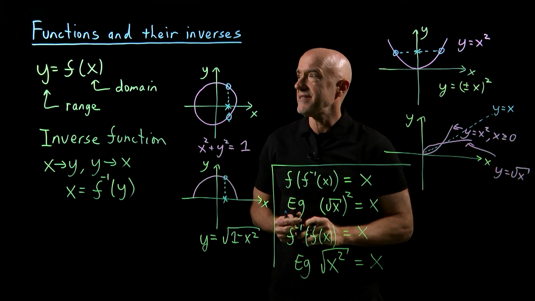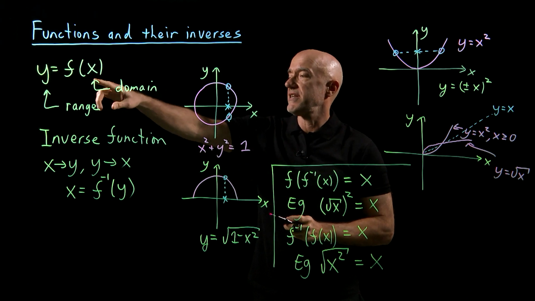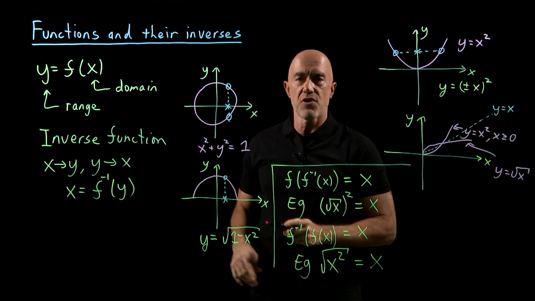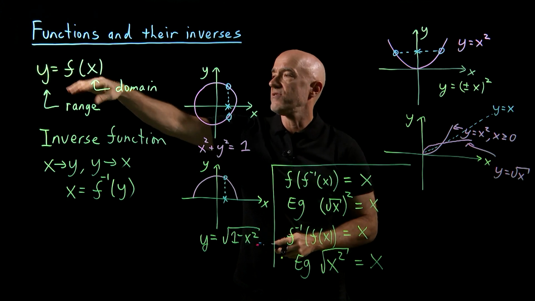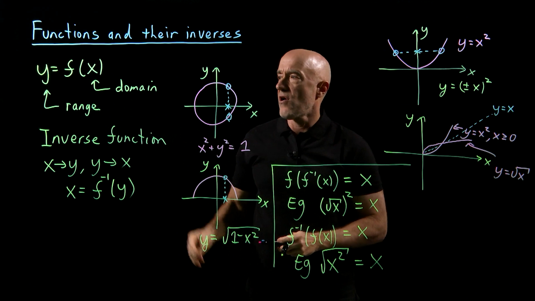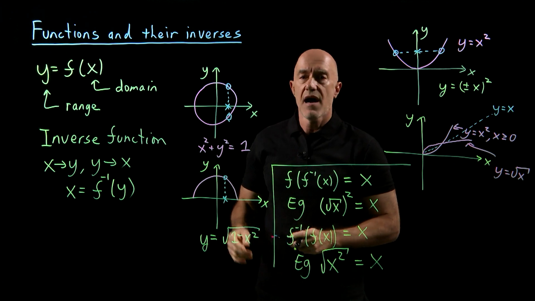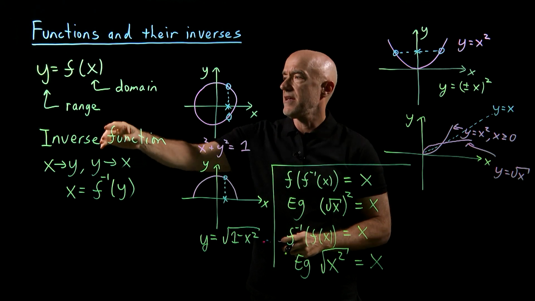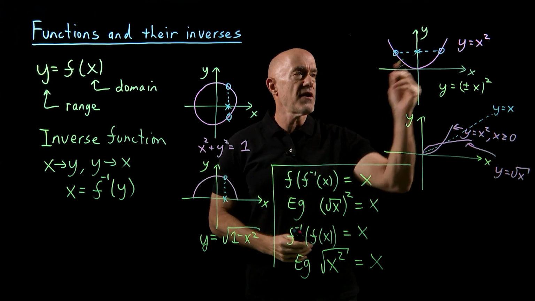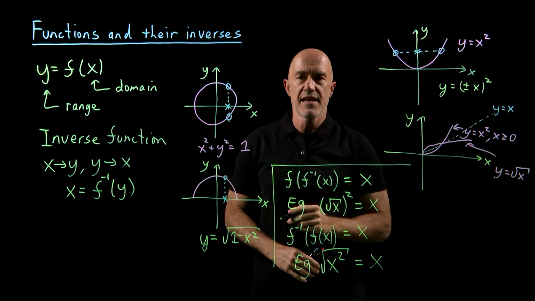So let me summarize. We're now defining functions and their inverses. We write a function as y equals f of x. All the values of x that a function takes is called the function's domain. All the values of y that the function returns is called the function's range. For a graph to be of a function, it has to satisfy the vertical line test. On the other hand, an inverse function is obtained from a function by sending x to y and y to x. For a function to have an inverse, it must also satisfy a horizontal line test.